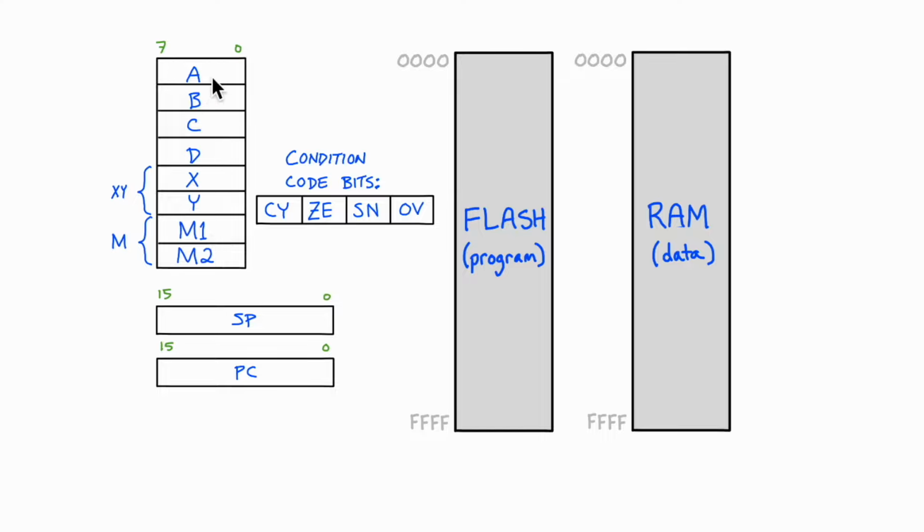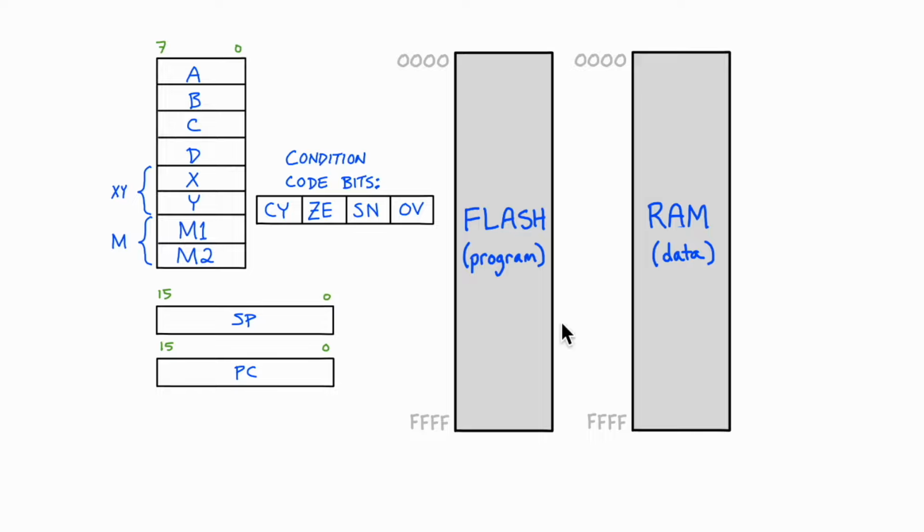A is the workhorse register, also called the accumulator register. Now the X and Y registers can be combined into a 16-bit register, and that register is called XY. And likewise, M1 and M2 can be worked on together as a single 16-bit register, and that register is called the M register. In addition, we have a program counter, or PC, and that's 16 bits, as you can see. And we have a stack pointer register, again, also 16 bits.